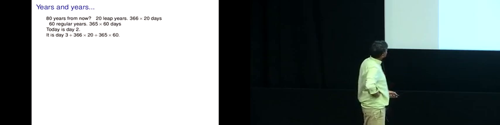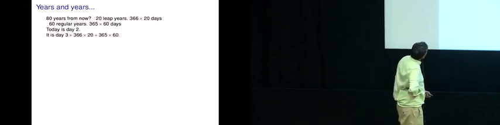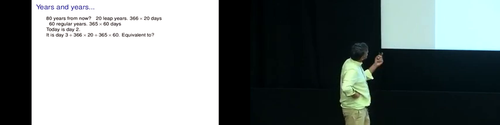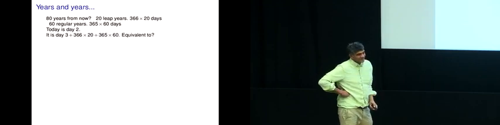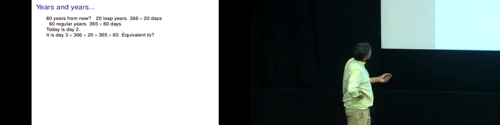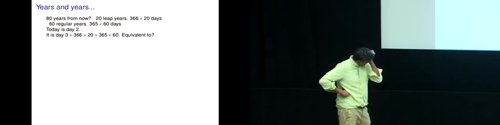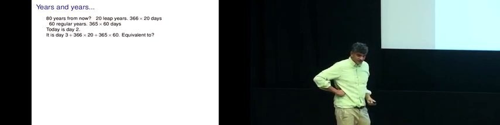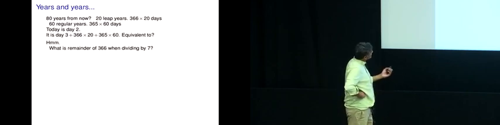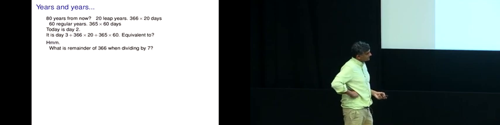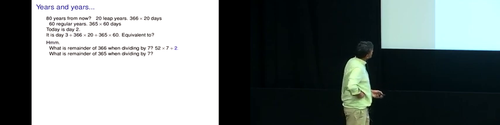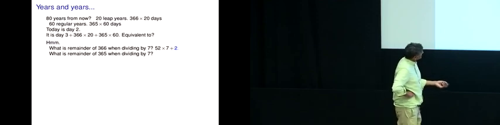Oh, but it's day 3. What is that equivalent to? Okay, so I don't know. We can multiply it out and then divide by 7. But you know what else you can do? There's a point to this one. What's the remainder of 366 when dividing by 7? 2. Right? What's the remainder of 365 when dividing by 7? 1.